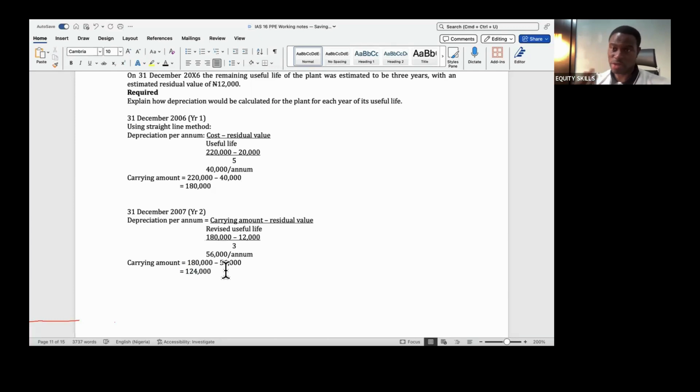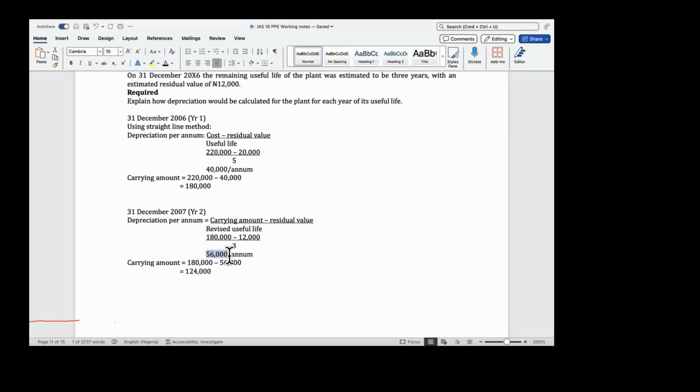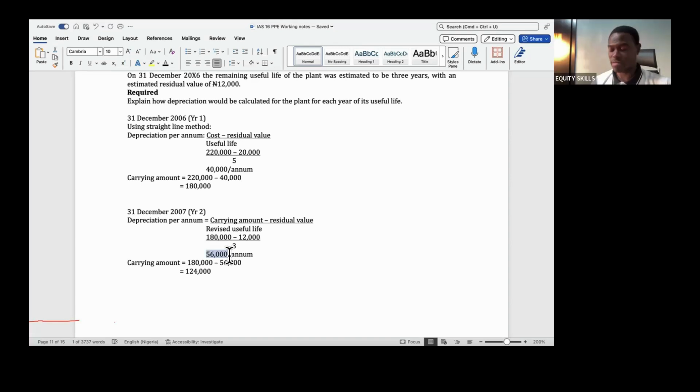You're absolutely correct, but there's an alternative way. If I follow the formula I gave you for determining carrying amount, which is cost minus accumulated depreciation, that will be 220, which is cost, minus accumulated depreciation. Accumulated depreciation is 40 plus 56, which is 96. If you do 220 minus 96, you get 124. It's the same thing.